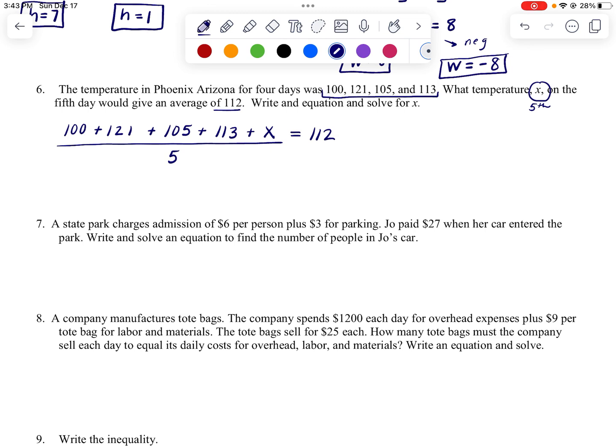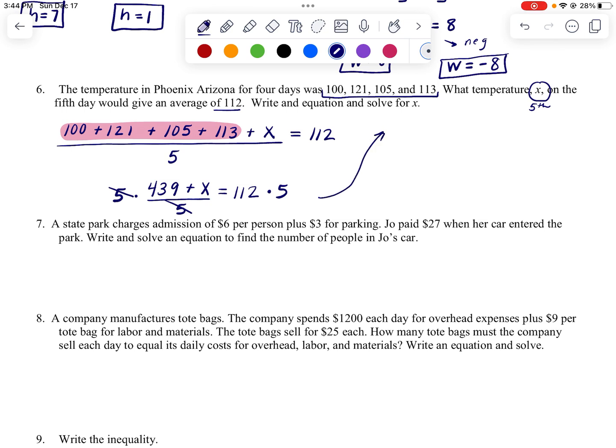And in 2 steps, I'm going to do 2 things, okay? The first is I'm going to total these just to make the numerator of my equation more simple. So when I add those up, I get 439 plus x, and then divided by 5 has to equal 112. Now, in order to undo division, I'm multiplying both sides by 5 so that these cancel.